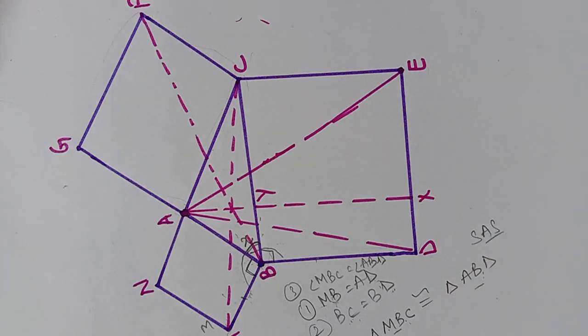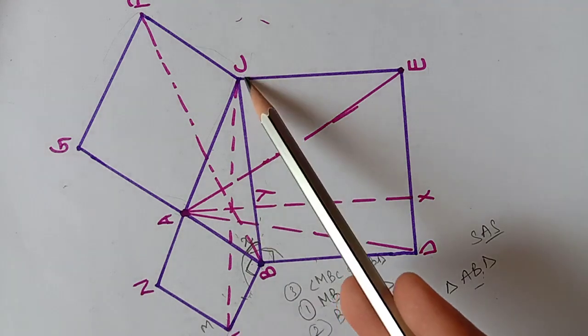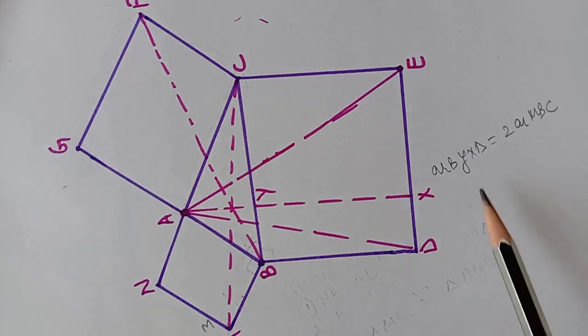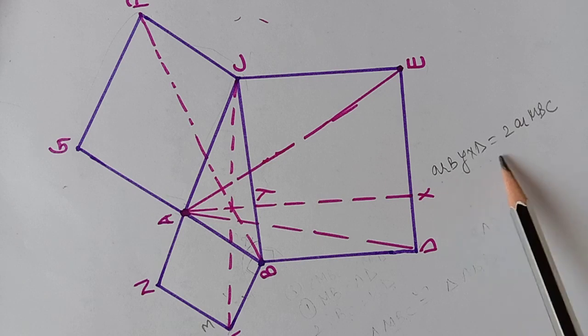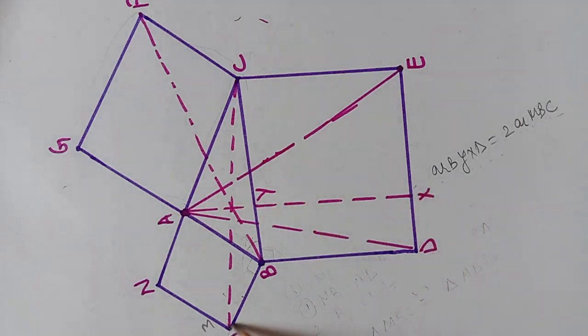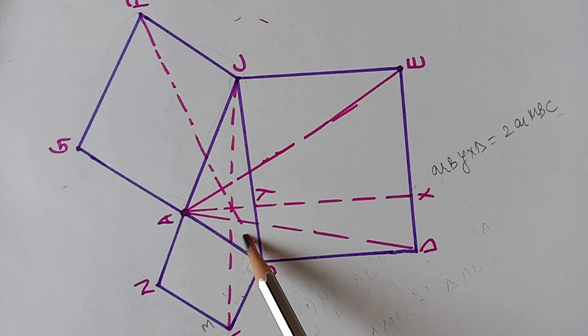By CPCT we can use two things in it, like MC is equal to AD by CPCT. So students, now the second part of the question is that we have to prove that area of BYXD is equal to double the area of MBC. BYXD and MBC do not have any relation. So we will take ABD in place of MBC, because in the first part we know very well that ABD and MBC are equal in area. So we will do this question with ABD, and then at last we will replace it with MBC.